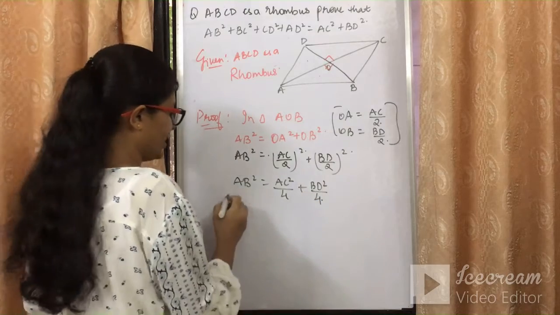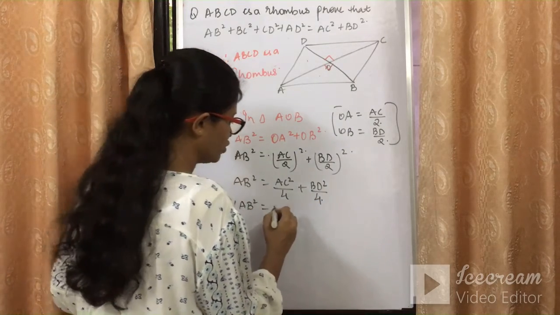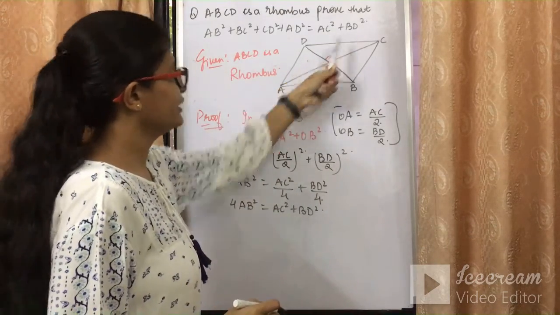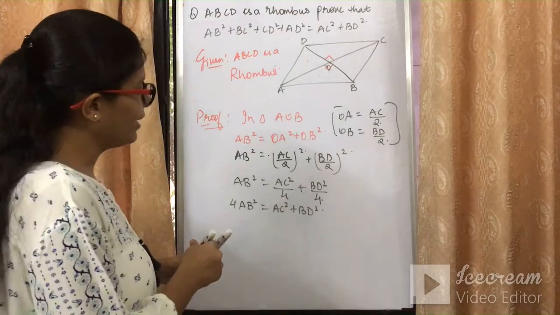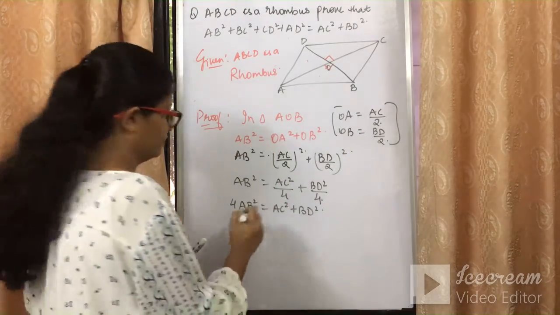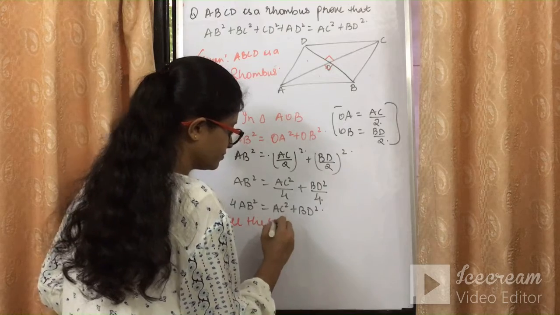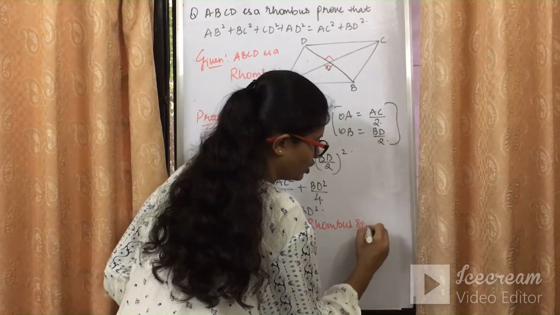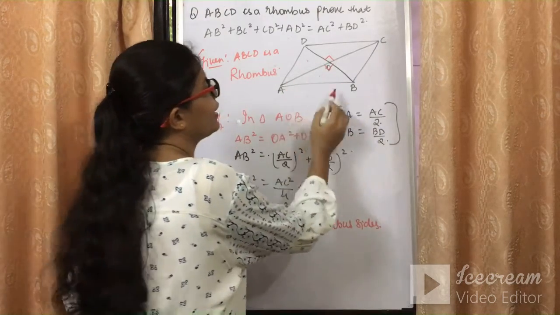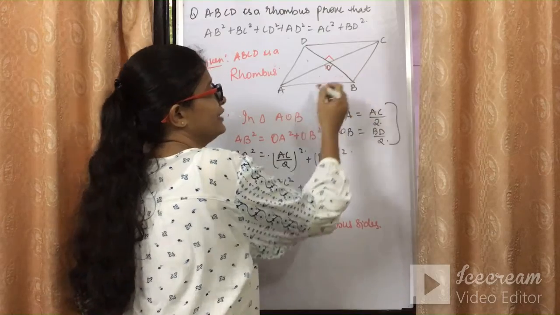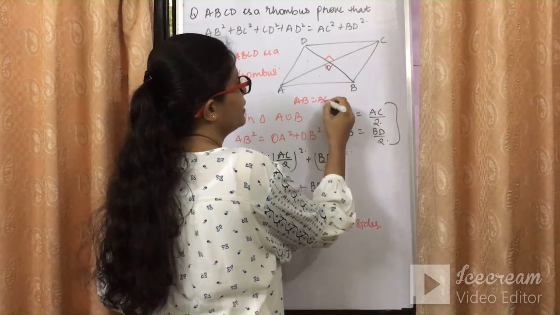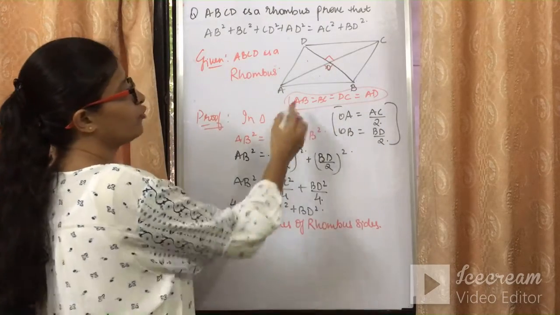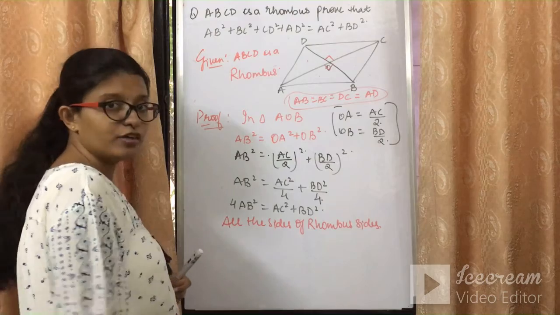If I take the LCM 4 and I take it here, it will be 4AB square is equals to AC square plus BD square. What we wanted on the right hand side is AC square plus BD square, वो हमको मिल चुका है. क्या मैं ये बोल सकती हूँ रोम्बस के सारे साइड्स इक्वल होते हैं? All the sides of rhombus are equal. रोम्बस के जब सारे साइड्स इक्वल होते हैं, so can I say AB is equals to BC. BC is equals to DC is equals to AD. So if all the four sides are equal, I can write 4AB instead of this. So that's what written here, 4AB square.